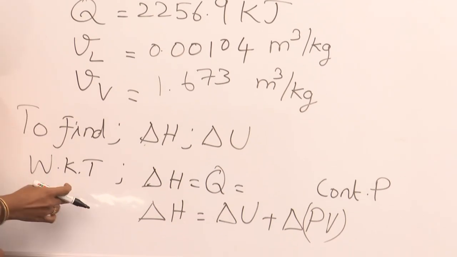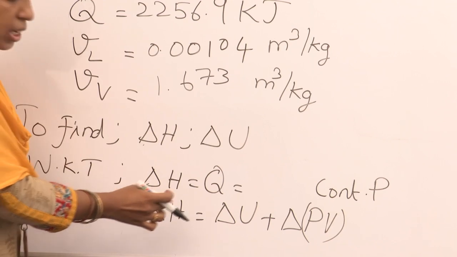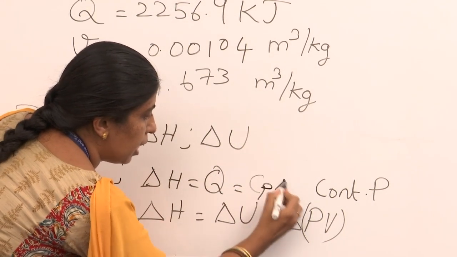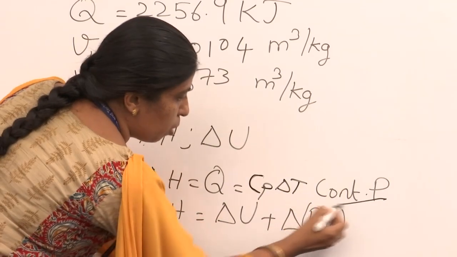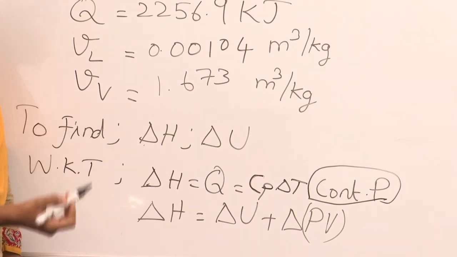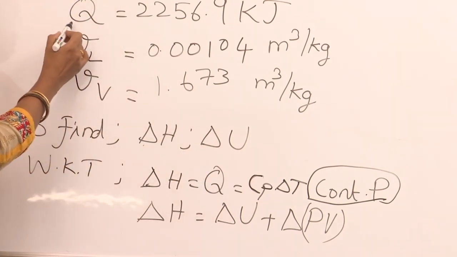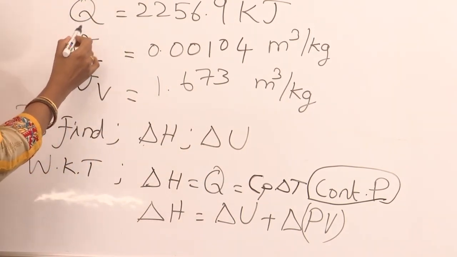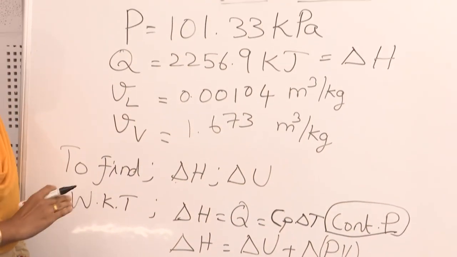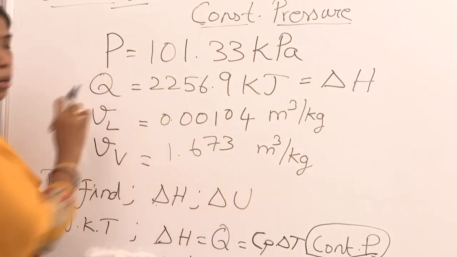What do we know from the first law of thermodynamics? From the first law we know that delta H is equal to Q, that is equal to Cp delta T, for a constant pressure process. So when you have constant pressure, as mentioned in this question, delta H is equal to Q. Whatever Q was given in the question is nothing but delta H. That is the first interpretation in this problem. So delta H at constant pressure is equal to Q.